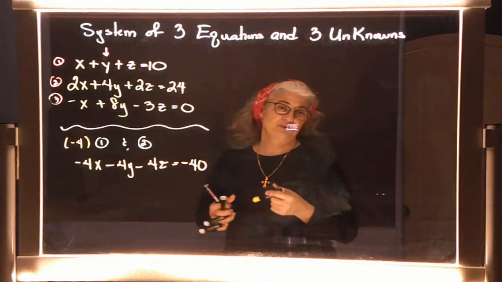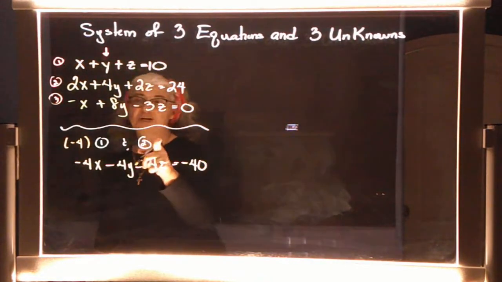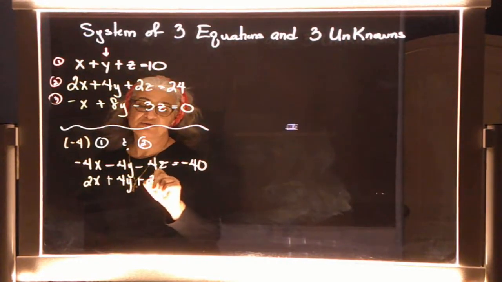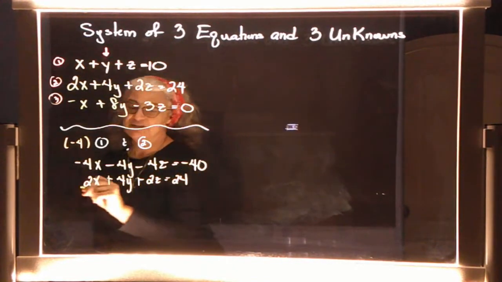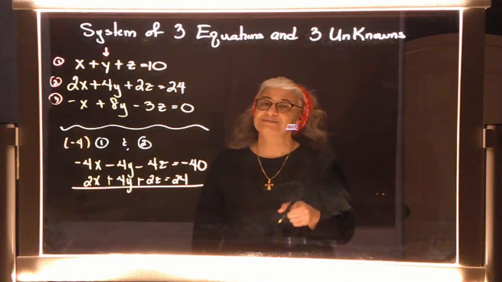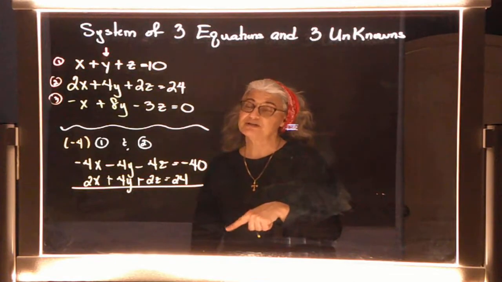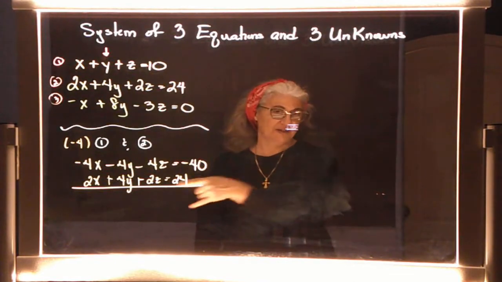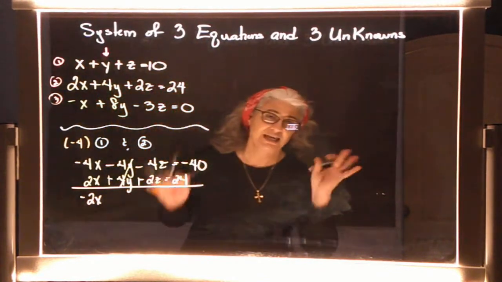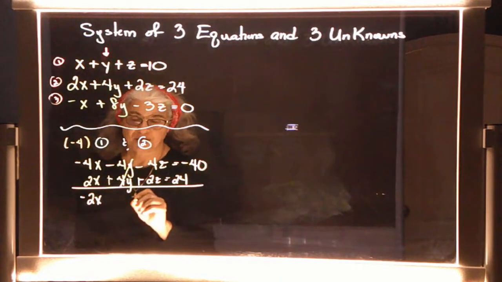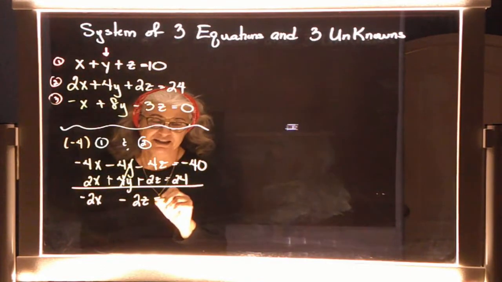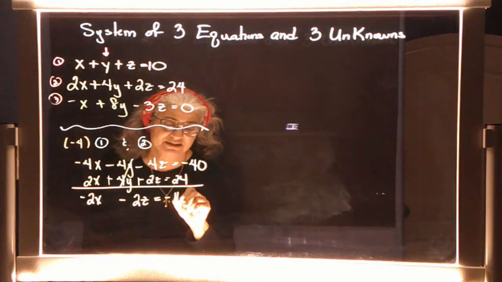Good. Am I doing anything to equation 2? No, not multiplying it by anything. So we have 2x plus 4y plus 2z equals 24. And then, yeah, we add the 2 equations together, right? That's why sometimes the elimination method is also known as the addition method. Okay, let's add. So we get a -2x. The y's cancel. Yay, that's what we wanted. We get a -2z, excuse me. See, that's why you needed doing with me, I heard you. And then, good, we get a -16.